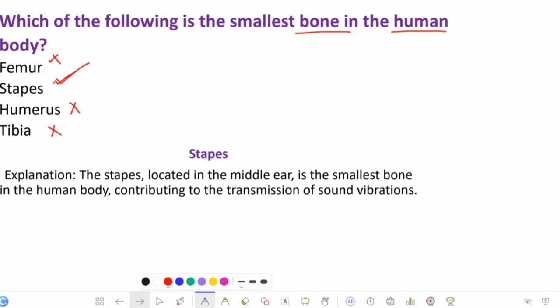The stapes, located in the middle ear, is the smallest bone in the human body, contributing to the transmission of sound vibrations. Basically it carries the message in the form of sound vibration.